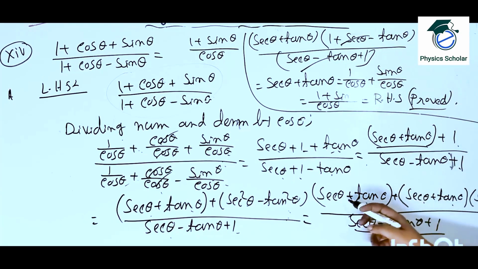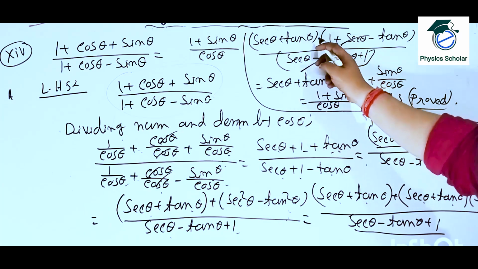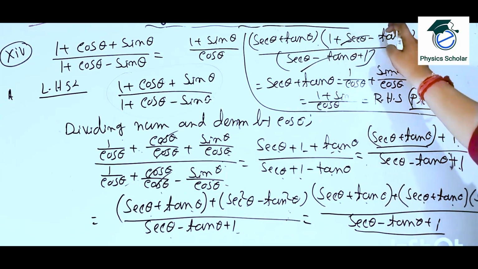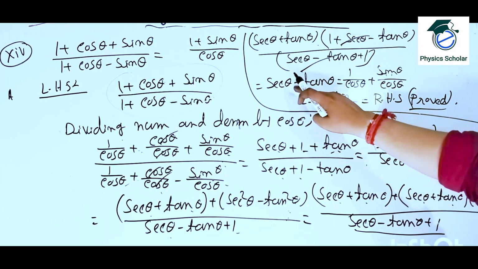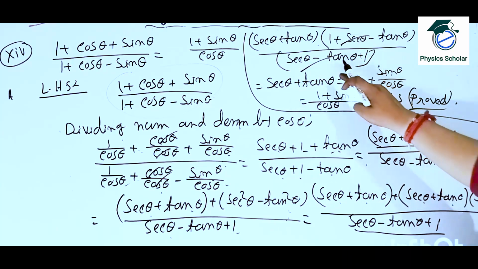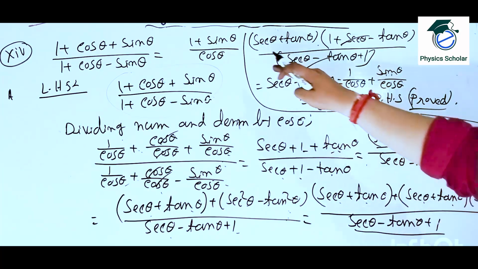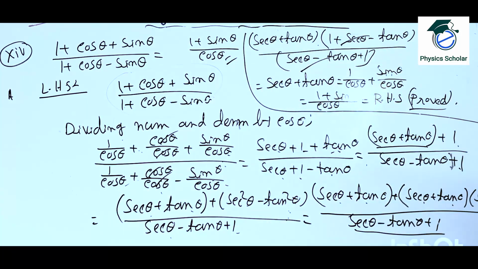Now here from the next line, what is that? Sec theta plus tan theta common. So sec theta plus tan theta common. So 1 plus what? 1 plus sec theta minus tan theta. So this and this will be cancelled. So sec theta plus tan theta. So what is sec theta? 1 by cos theta plus tan theta means sin theta by cos theta. So cos theta will be the LCM, 1 plus sin theta. That we have to prove, okay, as right hand side.